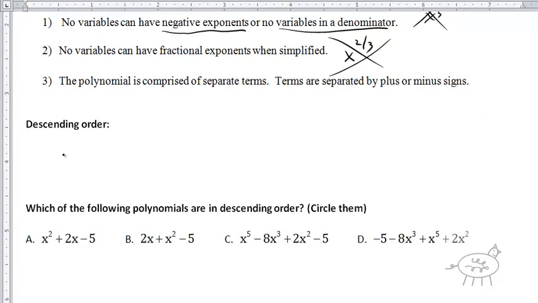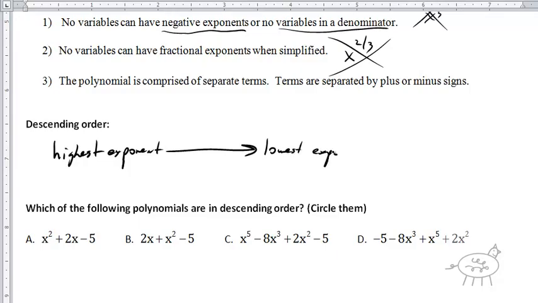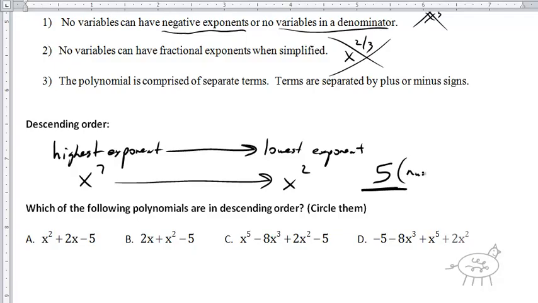Descending order is highest exponent to the lowest exponent. In other words, something like x to the 7th could be a high exponent, and x squared, or x, or just a number, could be a low exponent. So it's biggest exponent to smallest, and the last term is always going to be a number, like 5. So some number.